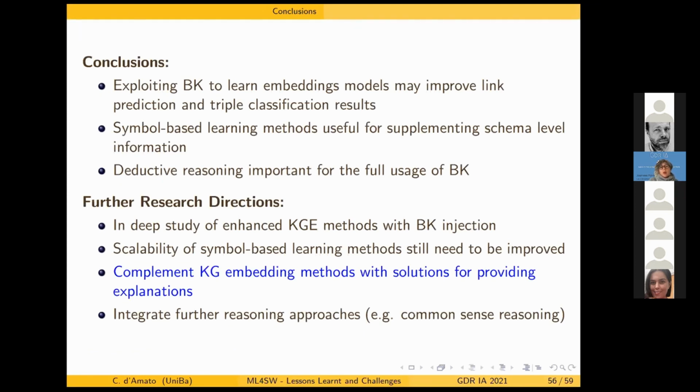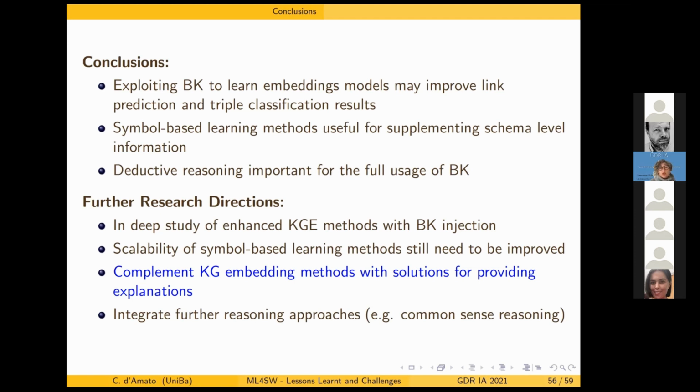So to conclude, I showed a framework for enhancing existing knowledge graph embedding methods with the exploitation of background knowledge and reasoning capabilities. And I also showed that symbol-based learning methods can be particularly useful for supplementing schema-level information. And we can also use just a subset of the knowledge graph, and this may help the quality of the schema-level information which is already available within the knowledge graph.